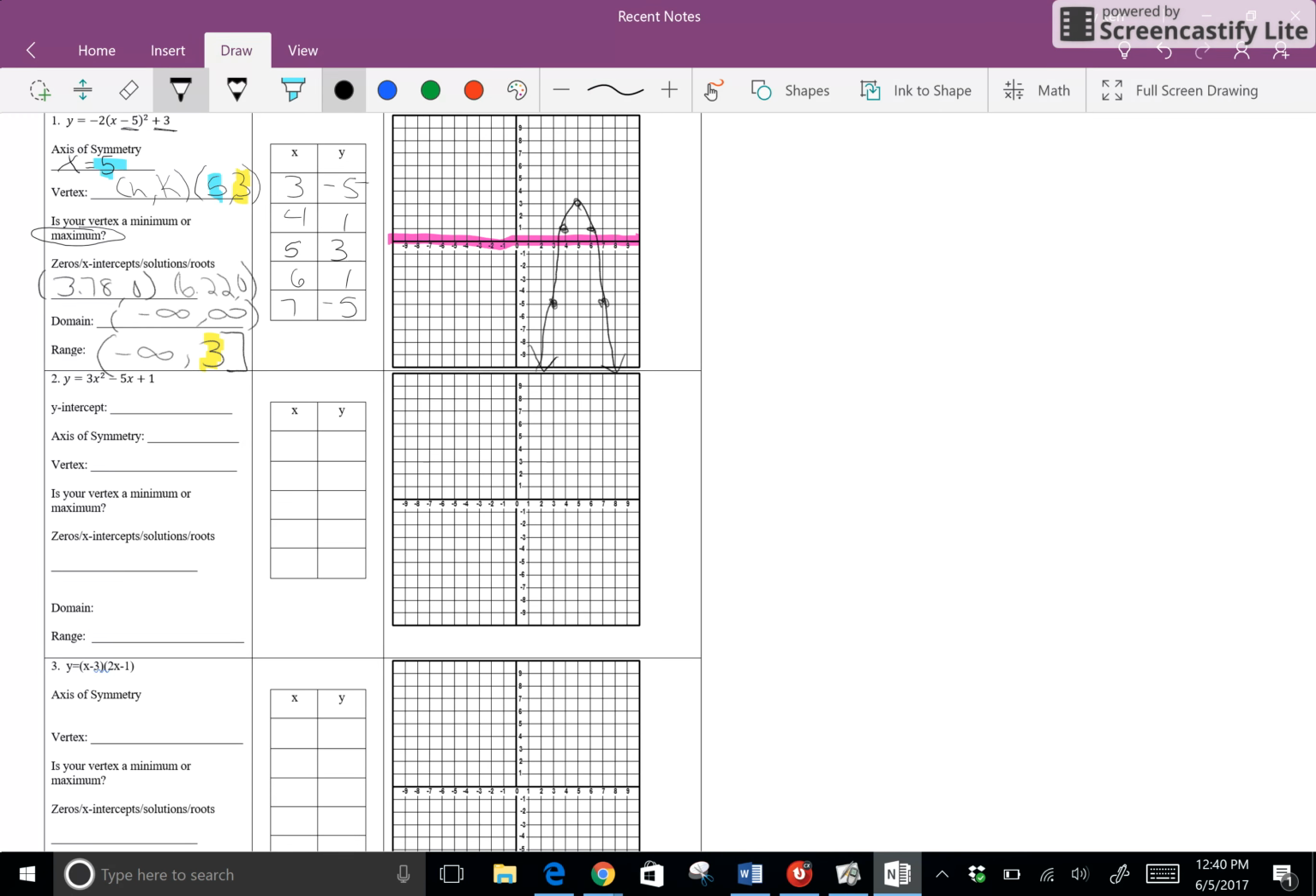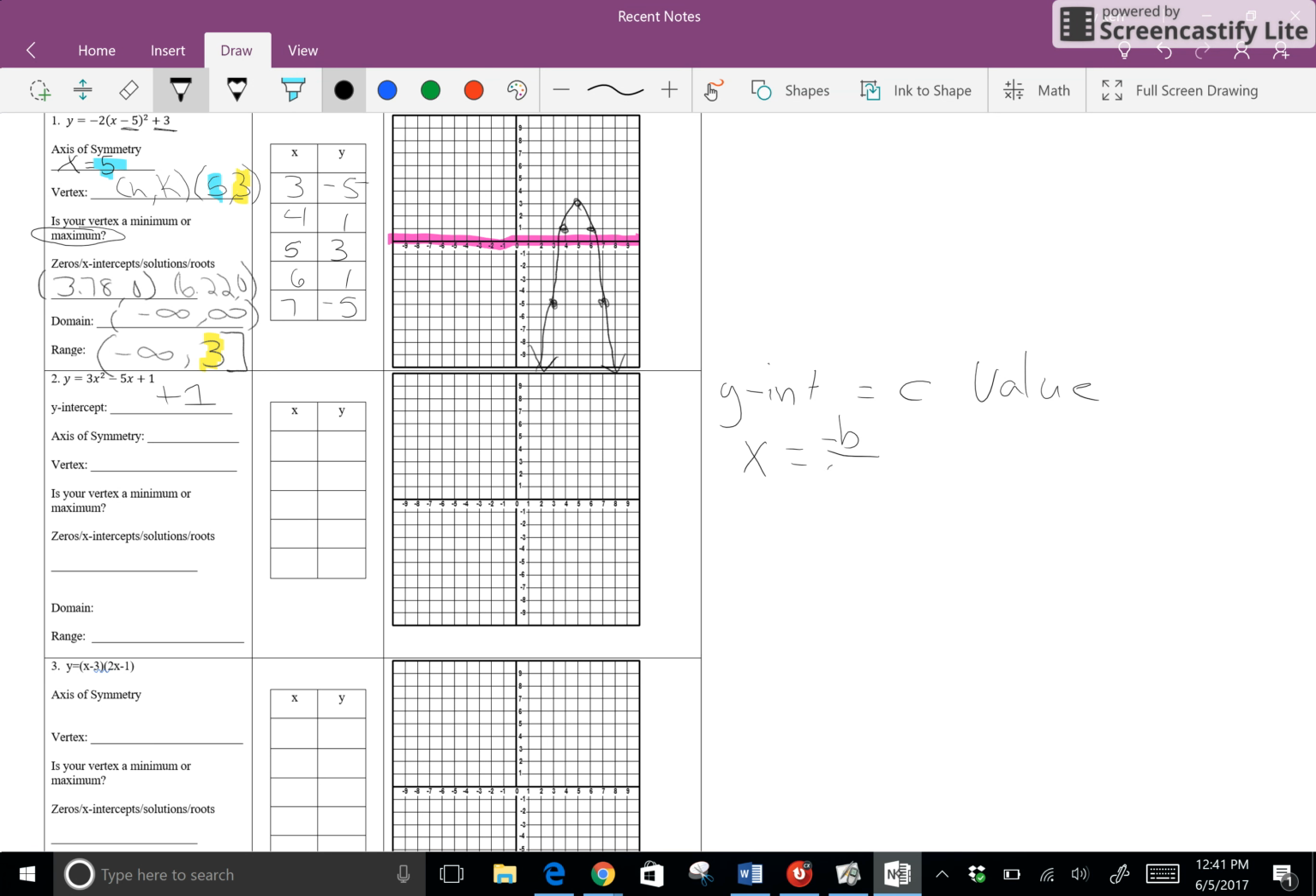Okay. For number 2, it's in standard form. So standard form, you have to remember a few things. The y-intercept equals your c value. So in this case, our y-intercept is a +1. Now, the axis of symmetry in standard form is not as easy as it was in vertex form. You're going to have to work for it.